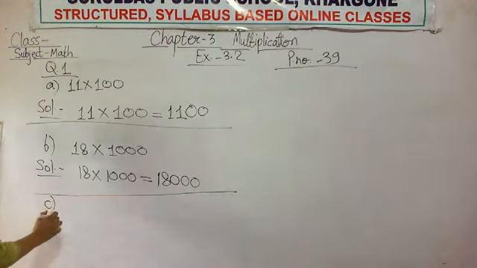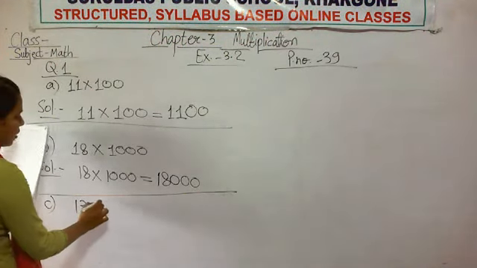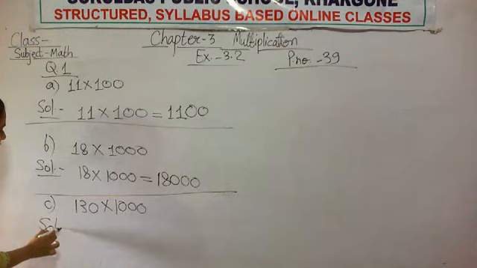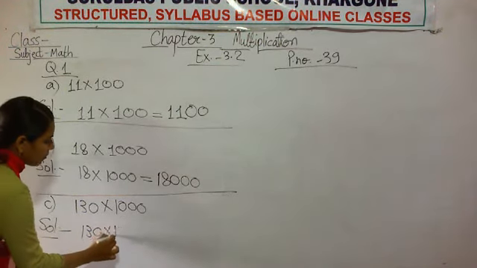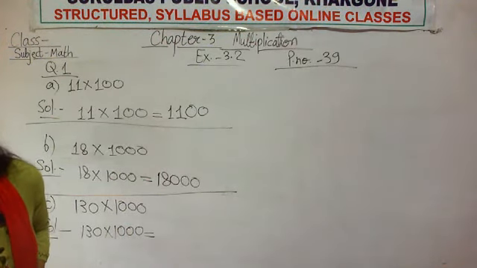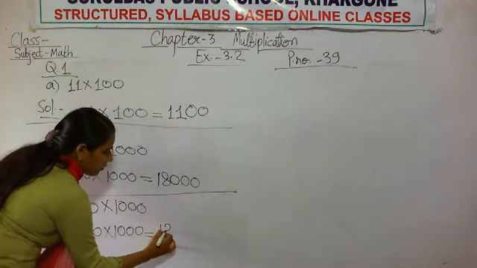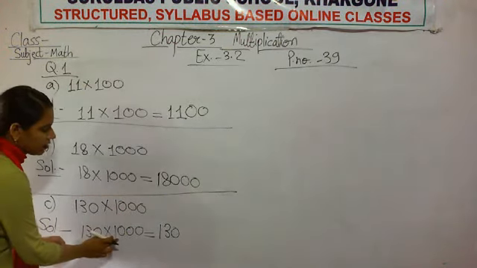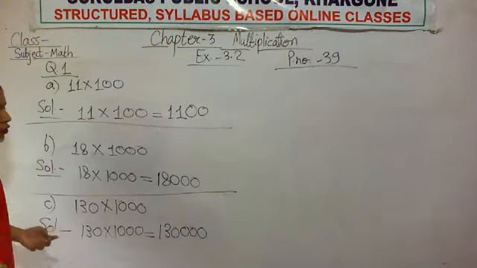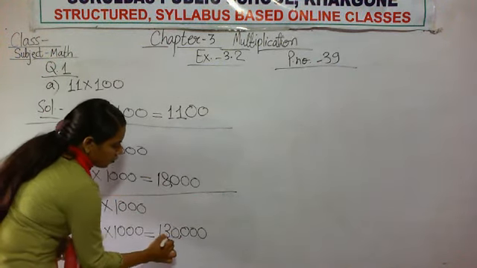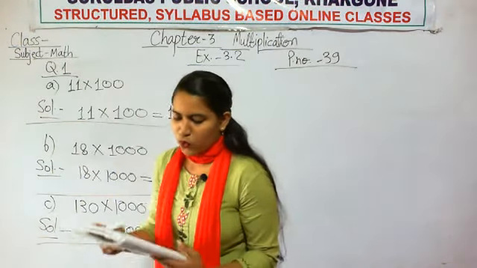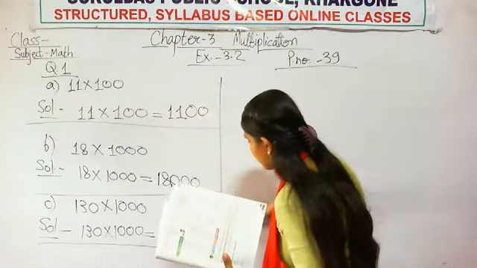Now let us take the part C. 130 multiplied by 1000. Now solve it. Can you tell me the answer? So what will be your answer? You will write 130 as it is your number and you are multiplying by 1000. So you will insert 3 zeros to the right of the 130. So your answer is now 1,30,000.